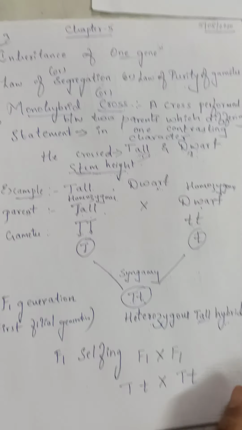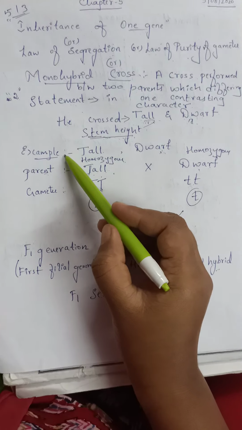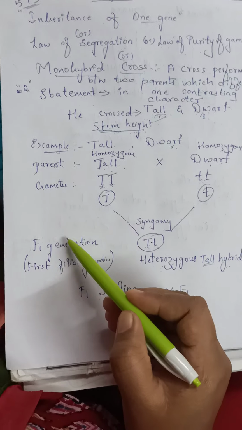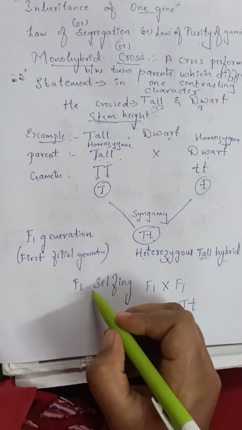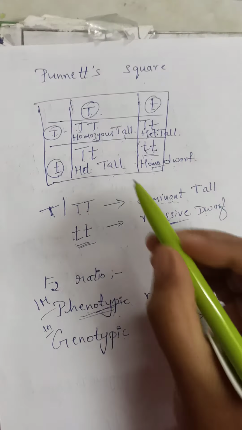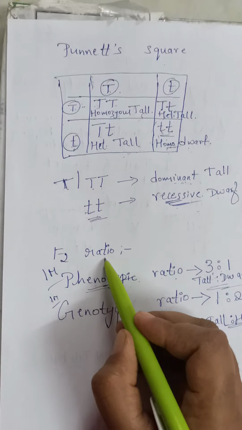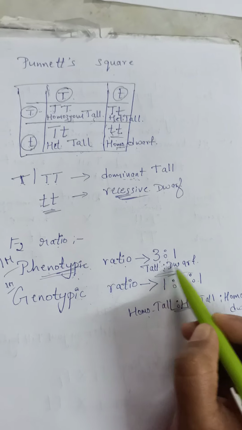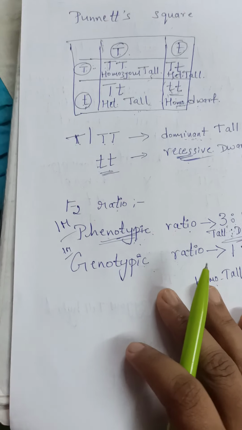So if it is given for 5 marks, everything counts. You need to write the statement, you need to write example, parent, gametes, F1 generation, then characteristic feature of F1 generation, then next step F1 selfing, then drawing Punnett square, then writing characteristic features, then finally F2 ratio, that is phenotypic ratio, genotypic ratio with the characteristic feature. Everything counts. For each step there will be marks.